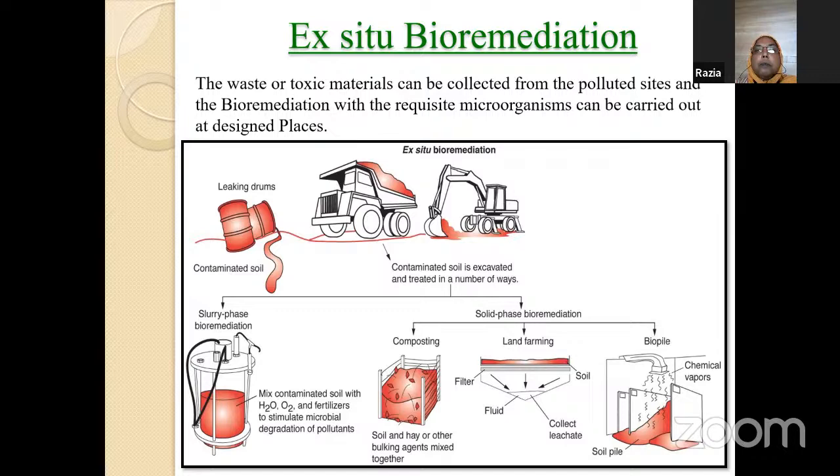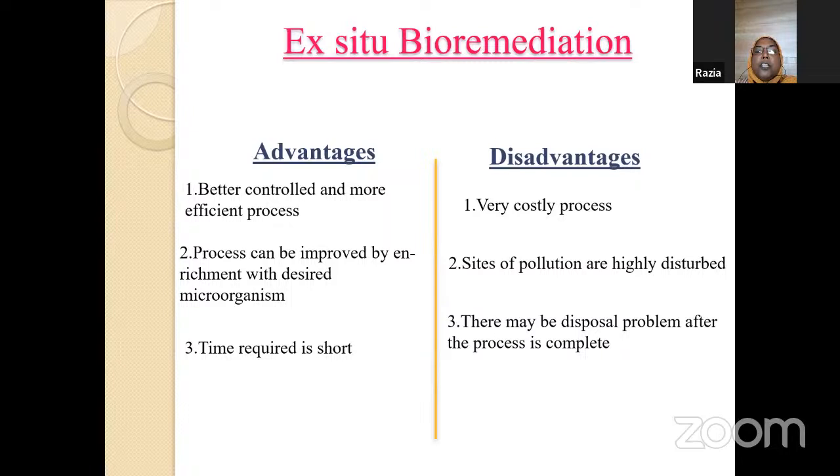Yeah, but it also has certain limitations. This being a very costly process, it depends upon the availability of funding, etc. And we are also doing some changes in the site of contamination. And after ex situ bioremediation, the challenge is where are you going to dispose the contaminated material? For example, if 60% treatment is achieved or 70% treatment is achieved, what about the remaining level of pollutants present in that contaminated soil? So it is not impossible, but various kinds of strategies have to be adopted for complete bioremediation in such cases. Next slide, please.